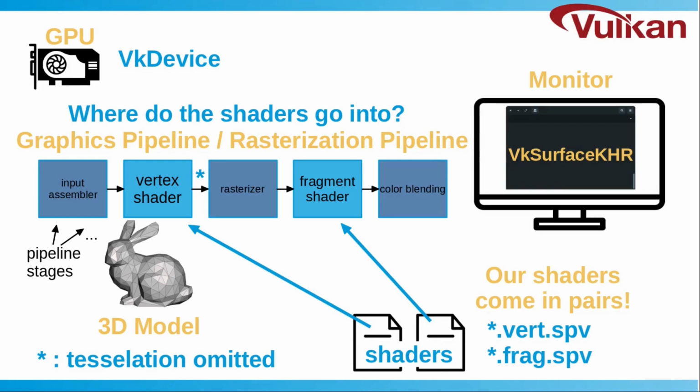So the stages are, we have an input assembler, then we have the Vertex Shader, we have a rasterizer, the Fragment Shader, and color blending. So some stages are fixed function stages, and some stages are using shaders. I will explain all the stages in detail in a little bit. For now, just note that our shaders always come in pairs. So there's always a Vertex Shader and a Fragment Shader.